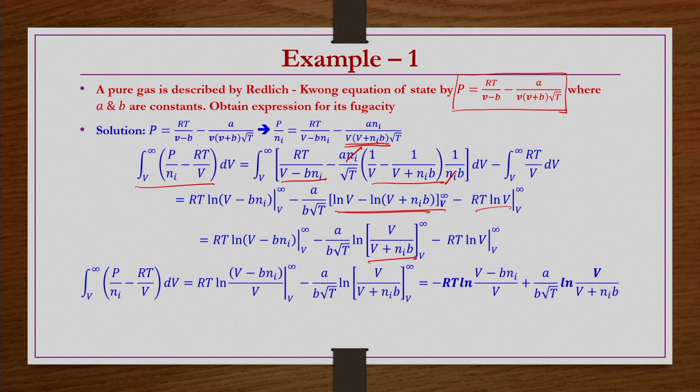Now, in the next step, the first ln term and then the last ln v term I have clubbed together as ln of v minus b Ni by v form, and then this term is as it is without any change. So, now RT ln v minus b Ni by v I can write by substituting the limits infinity, plus a by b square root of t ln v by v plus Nib. It should be, here it was minus, here it was plus. So, now it is reversed, minus and plus, because at the upper limit when v tends to infinity, both these two terms tend to 0. So, at the lower limit when v is equal to v, we get the negative symbol here when substituting the limits.